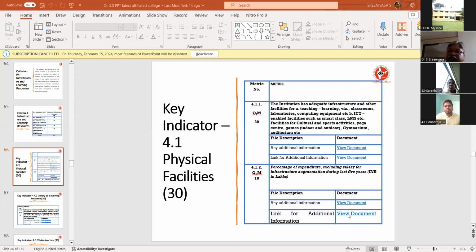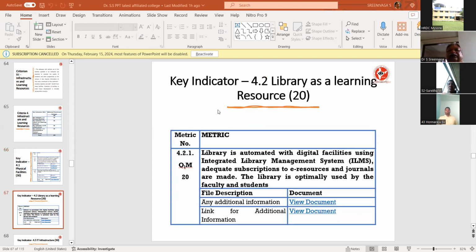For this, audited statements, the budget and audited statements are necessary to claim these values. Library as a learning resource: this is a qualitative metric. Again, here you have to write about the library in 500 words.